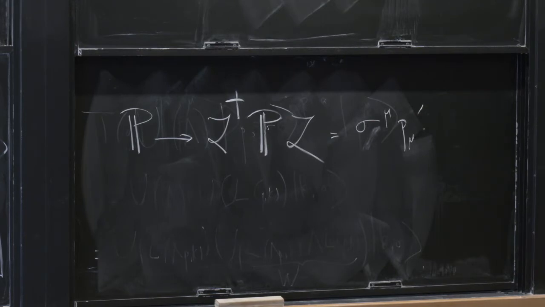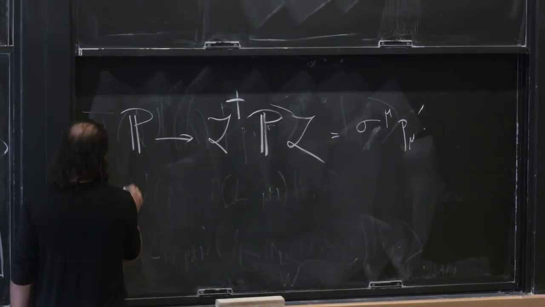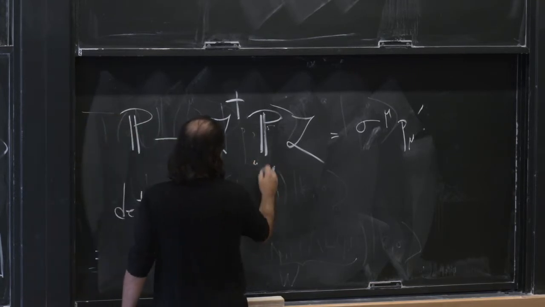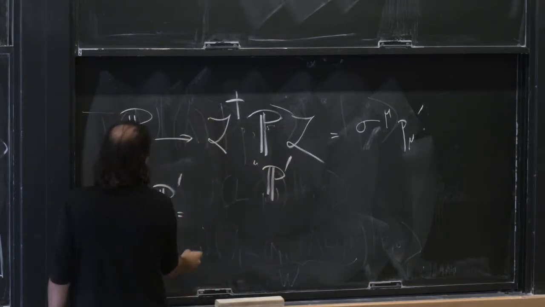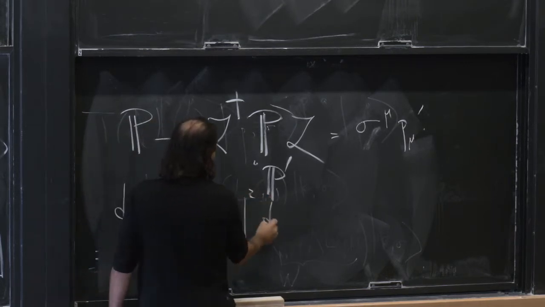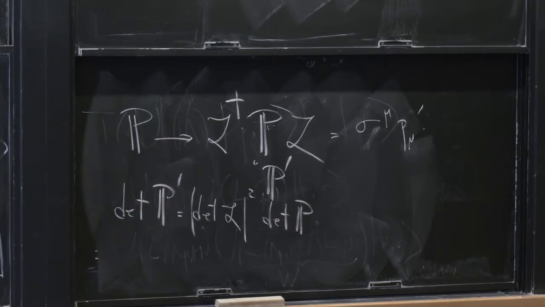Is that clear? OK. Now comes the key point. What's the determinant of p under this transformation? So the determinant of p prime, so this is p prime. The determinant of p prime is just the determinant of L mod squared times the determinant of p. OK? So let's say I choose the determinant of L to be 1.